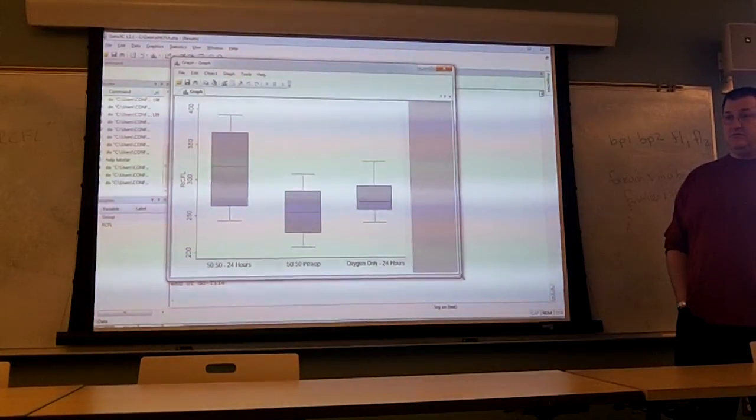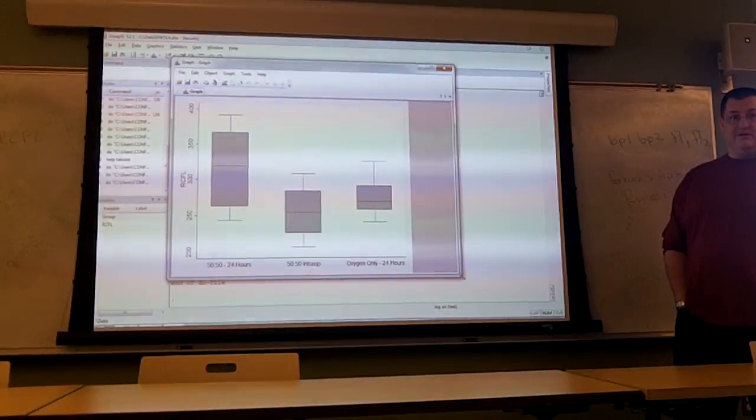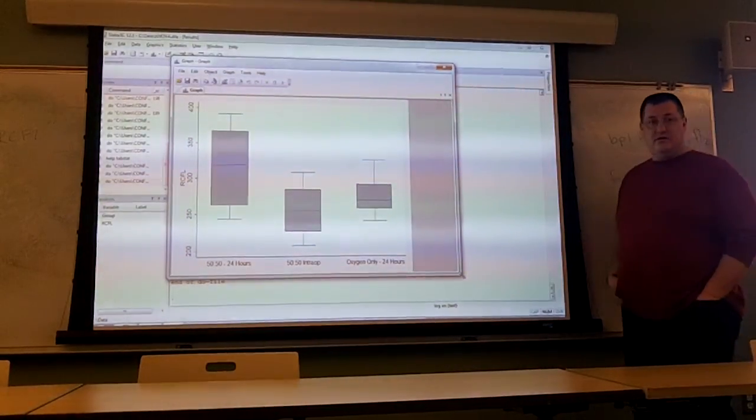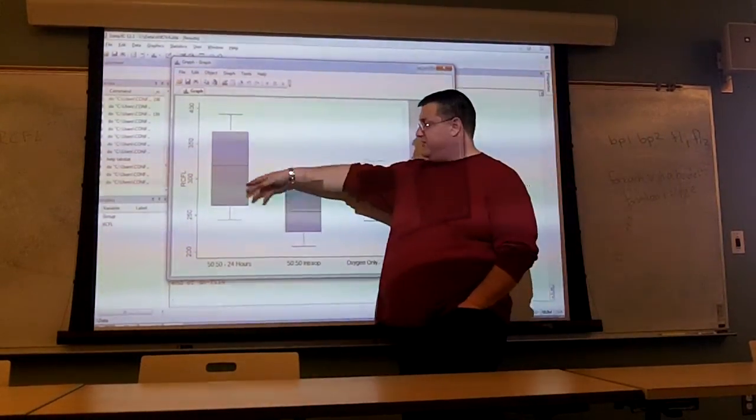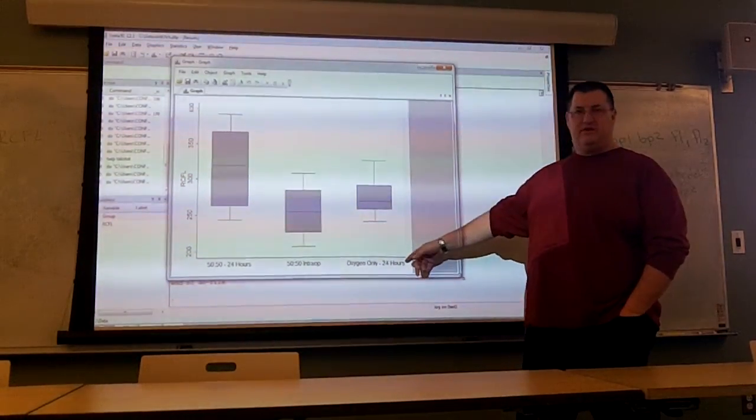Nothing jumps out at you? The spread of the 50-50 is much wider than the spread of the other two. Yeah, it's much wider. So there's a ton more variability here in the 50-50 24-hour group. Would this be standard of care or not? I don't know.